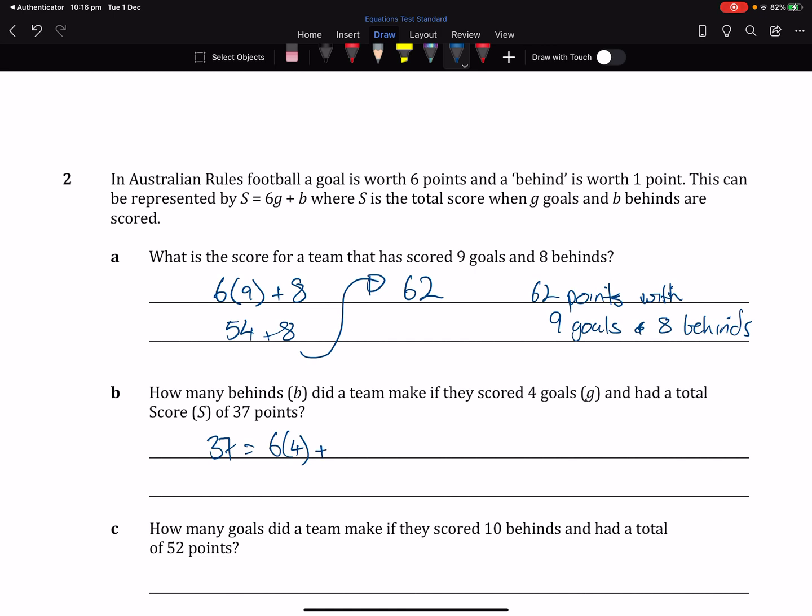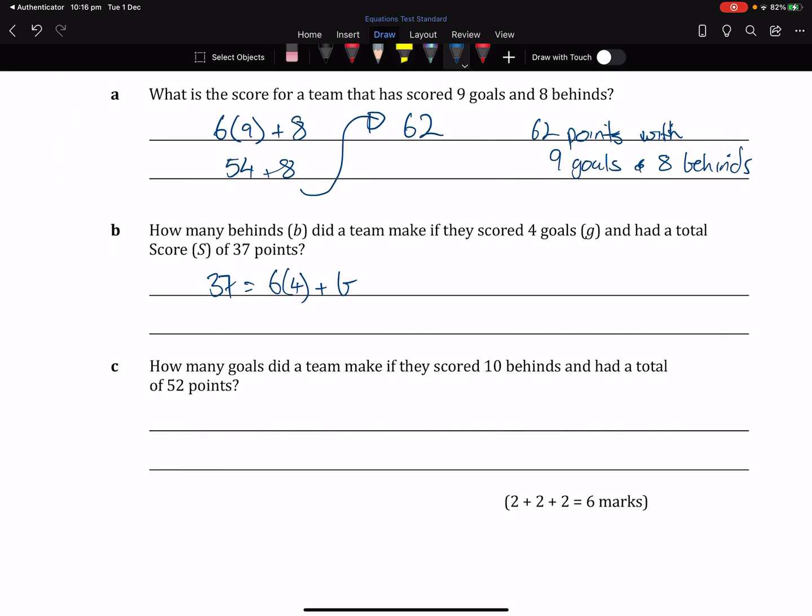Plus B. We don't know what B is equal to, okay? So let's see what we can work out. Let's just fix up what we know. So it's actually 37. 6 times 4, of course, is 24 plus B. We can rewrite that the way that we're a bit more familiar with because it's just an equals. So 24 plus B is equal to 37.